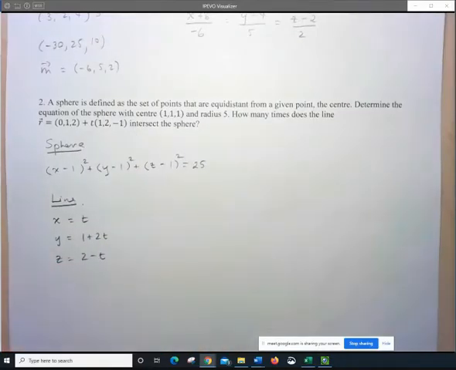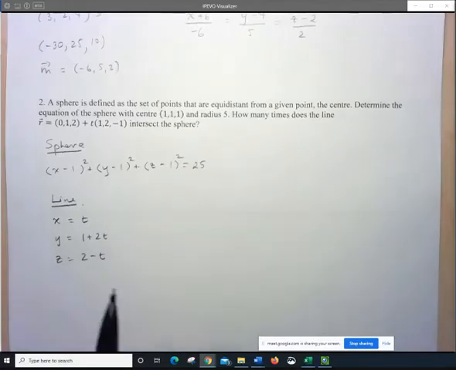And what is special about the intersection of two objects? What is special about the places where two things intersect? They're equal. Yeah, they share the same points.